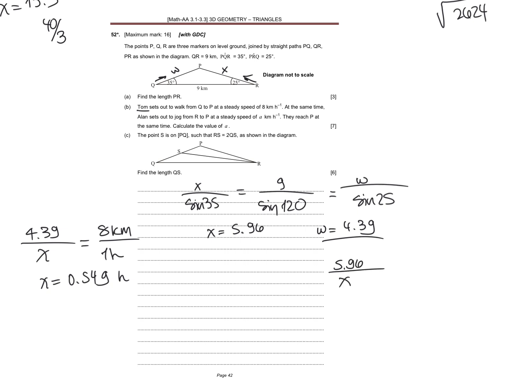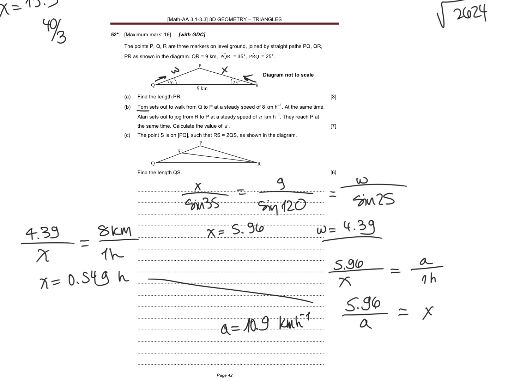5.96 will take him how long if A kilometers per 1 hour. So his time will be 5.96 over A, and we need to set these two equal to each other and solve. So when you divide 5.96 by the 0.549, you get that A is 10.9. So that's his speed.